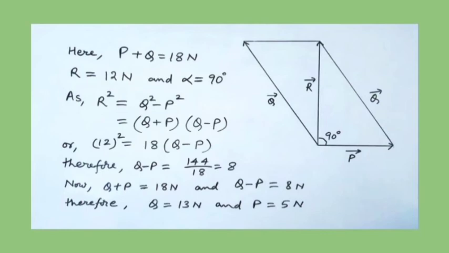As R square is equal to Q square minus P square, which is equal to Q plus P into Q minus P, or R square is equal to 18 into Q minus P. Therefore, Q minus P is equal to 12 square by 18, which is equal to 144 by 18, and that gives Q minus P is equal to 8. Now Q plus P is equal to 18 and Q minus P is equal to 8. Therefore, we get Q is equal to 13 Newton and P is equal to 5 Newton.